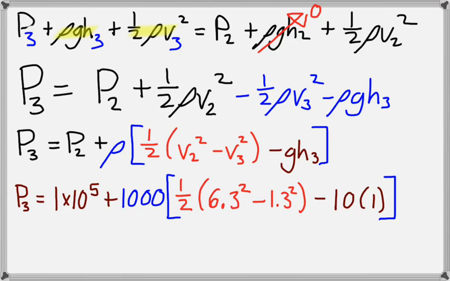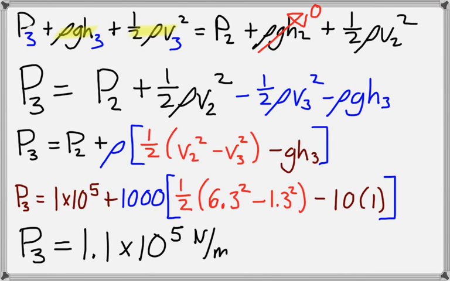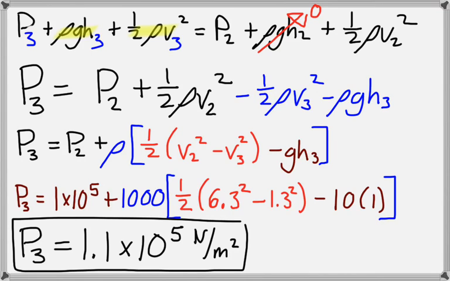So grab your calculator, see if you can crunch those numbers real quick. Okay, so trusting y'all, 1.1 times 10 to the 5th. And then let's go ahead and put our units back in there. And so that's the pressure at point 3.